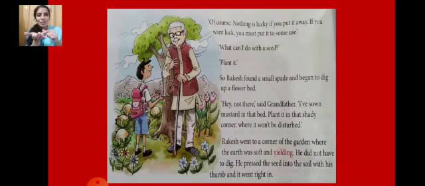Rakesh was observing that seed, and grandfather was standing in front of him. When he said this, grandfather's response was that, of course, nothing is lucky if you put it away. It means when you are not valuing things, they are not lucky. But when you give a particular value to something, they are lucky because they come into use. "What can I do with the seed?"